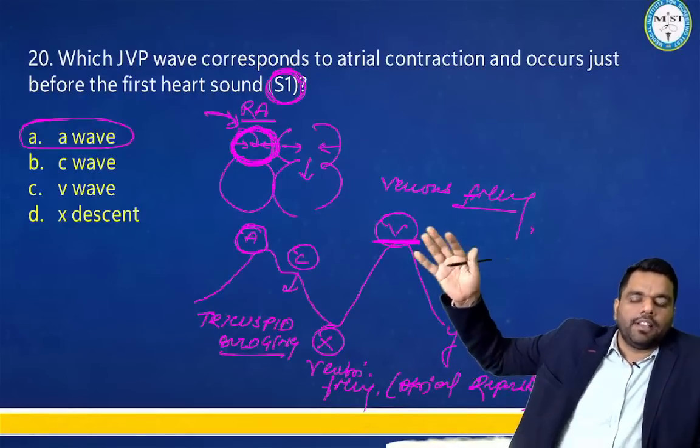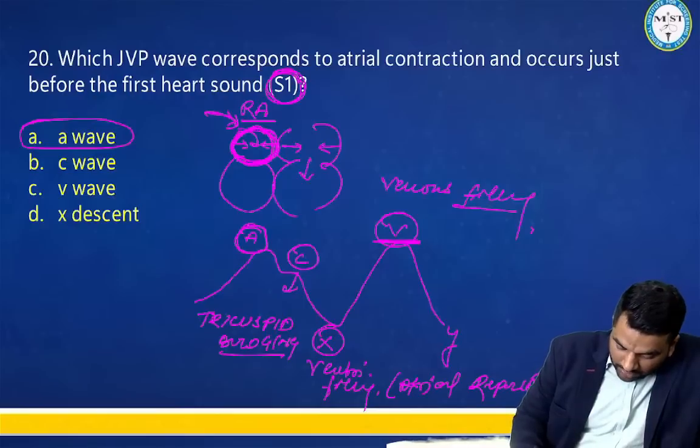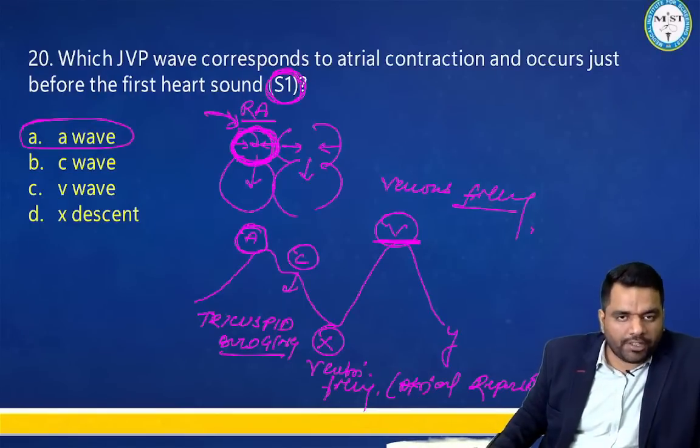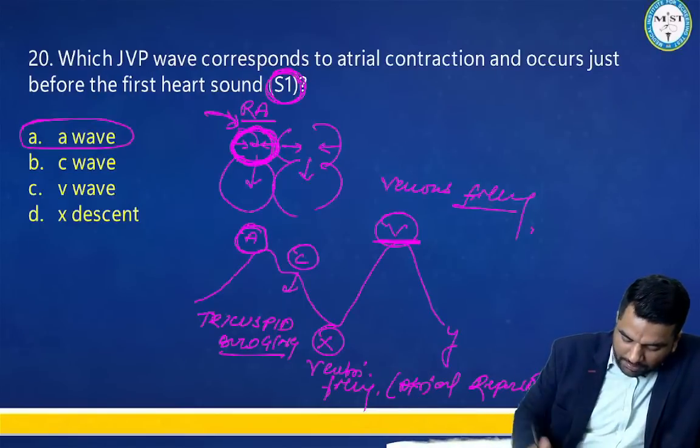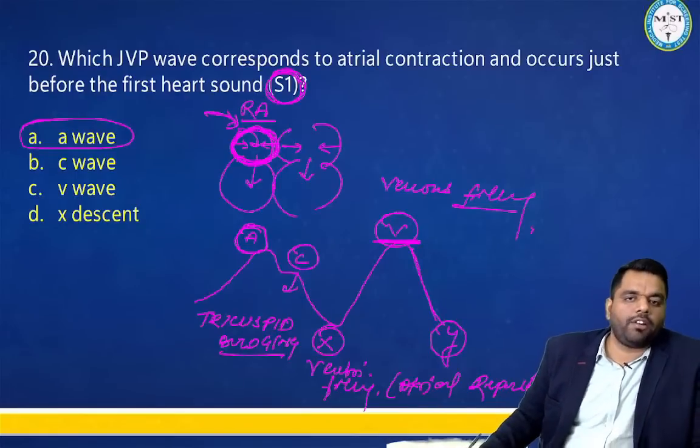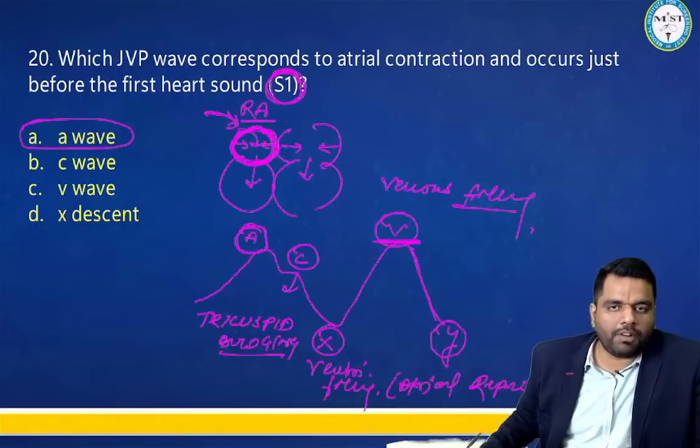And now this atrial blood is going inside the ventricle due to the pressure. So this leads to again decreased pressure in the right atrium, hence it makes the Y wave, right? Y wave. So these are the normal waves of the JVP.